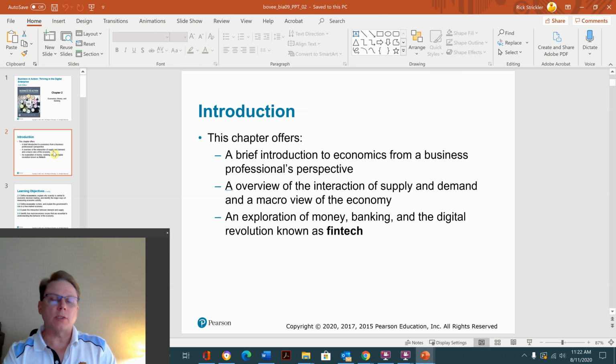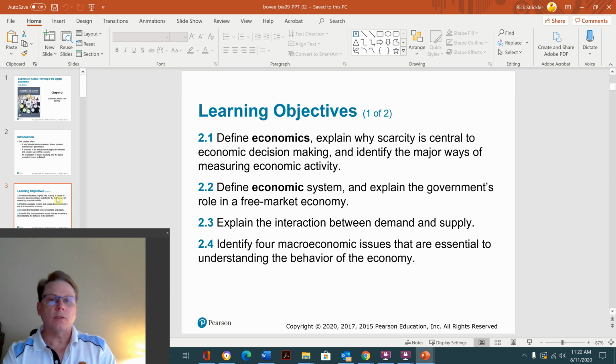Macro means large, so it's not an individual or a little community, it's the entire economy as a whole. An exploration of money, banking, and the digital revolution known as fintech. Okay. So your learning objectives in this chapter are to define economics, explain why scarcity is central to economic decision making, and identify the major ways of measuring economic activity.